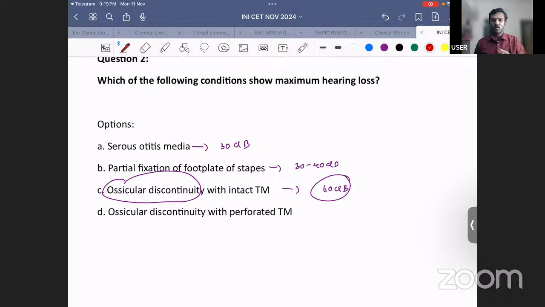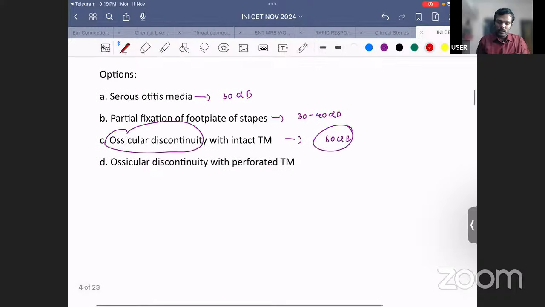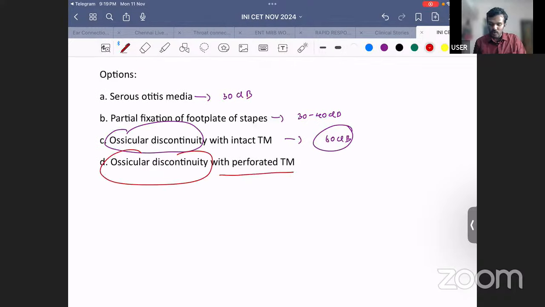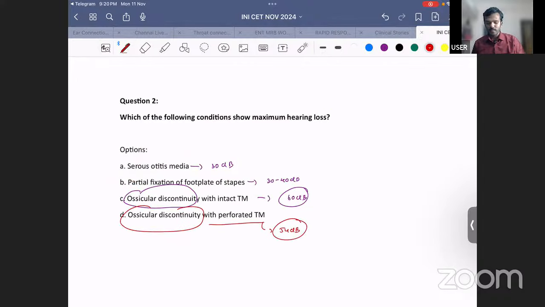This was written down in some workbooks. Ossicular discontinuity with perforated TM will be around 54 decibel loss. So this is the continuation of the hearing loss discussion chapter. This was asked in this exam.